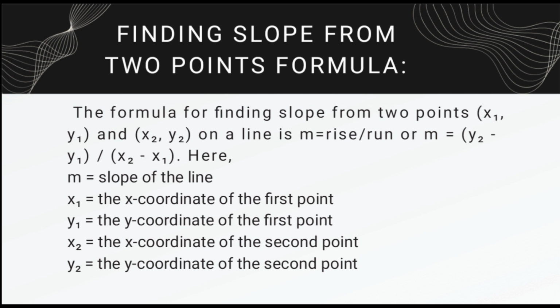Here, m is equal to the slope of the line, x sub 1 is the x-coordinate of the first point, y sub 1 is the y-coordinate of the first point, x sub 2 is the x-coordinate of the second point, and y sub 2 is the y-coordinate of the second point.